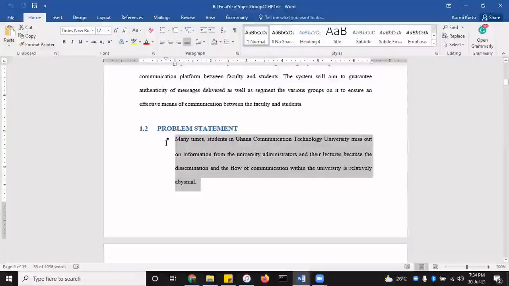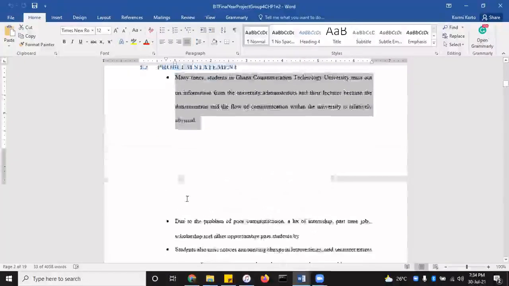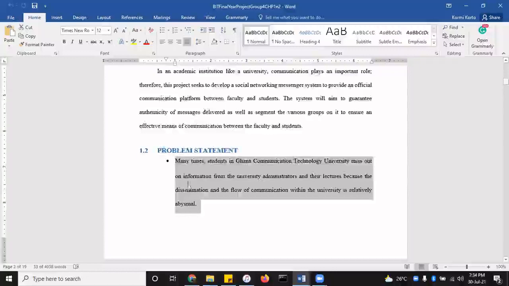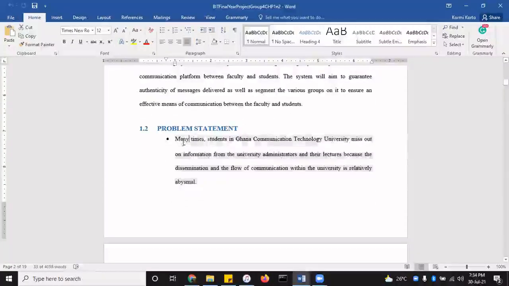Do not bullet your arguments. No, put them in sentences instead. So like for these guys over here, I see a whole lot of bulleted points. No, put them in paragraphs. So assuming that this here is one problem, put it in one paragraph instead.